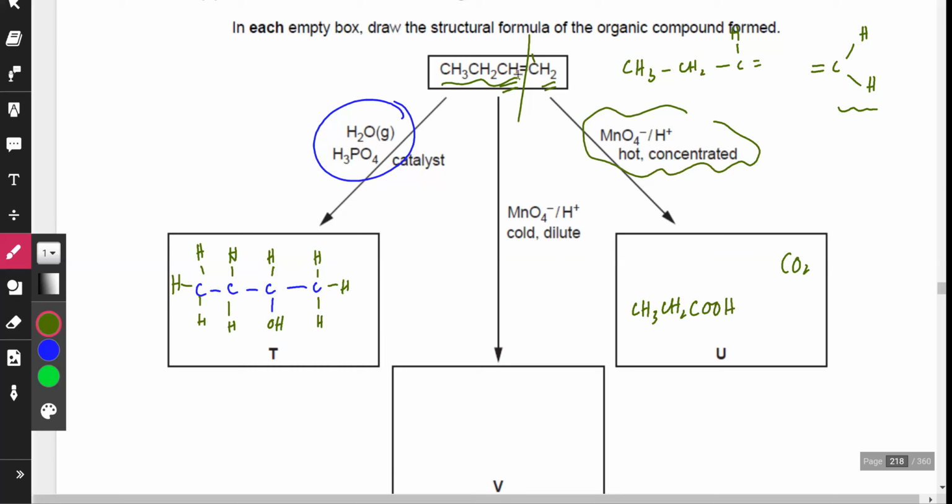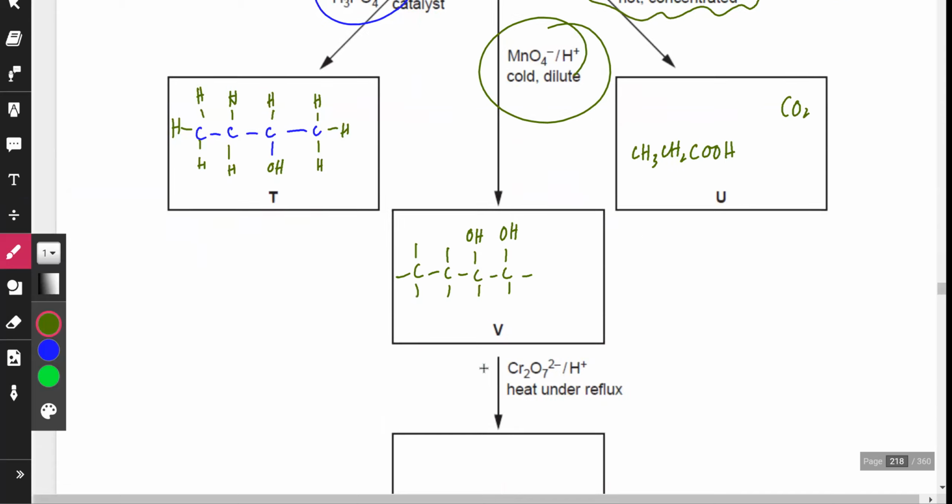What happened with the cold one? That was mild oxidation. Diols were formed. You would have four carbon atoms and OH groups will get added. The rest are all hydrogens. So that's going to be produced in the middle part.